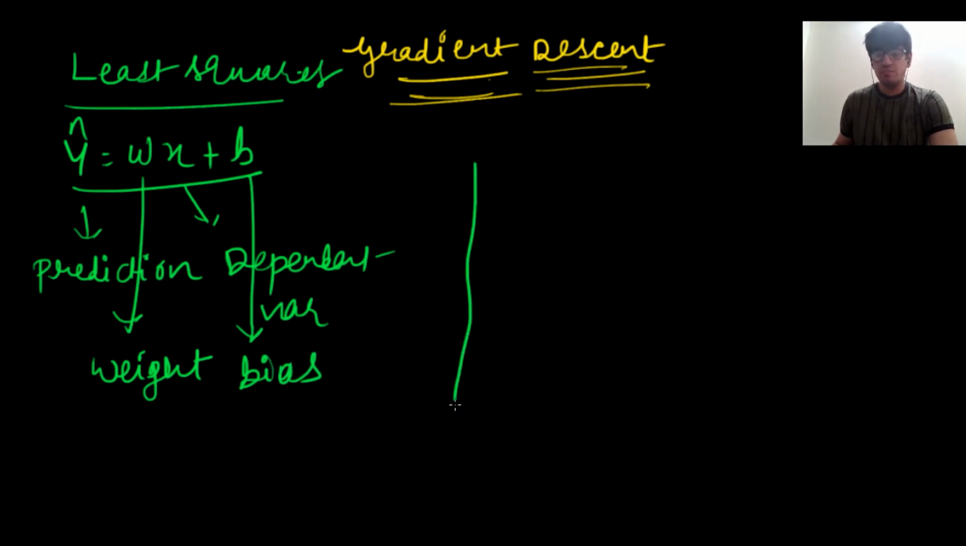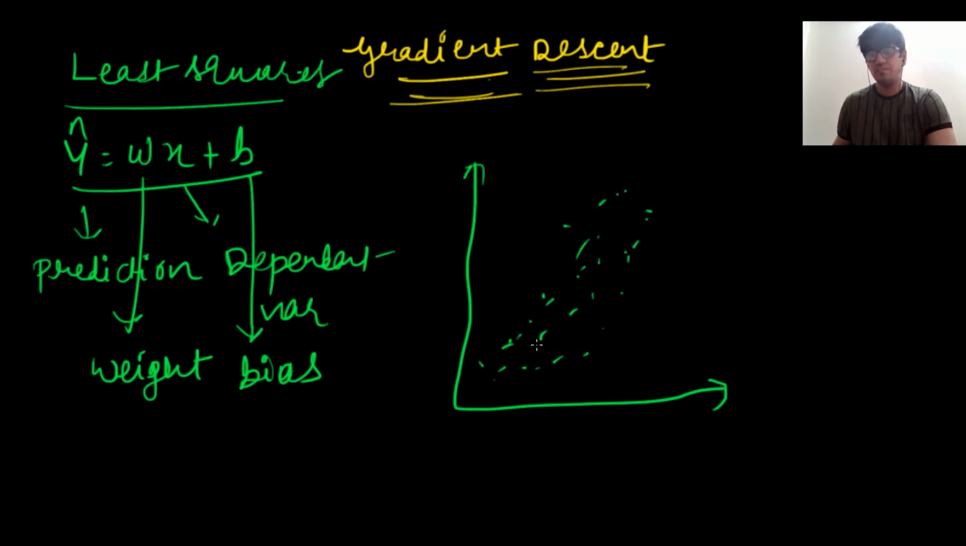Now, if we were to plot a line, they all would look something like this. So these are all the data points that I have, and now the line of best fit would look something like this. Now this line is nothing but the y hat, that is the prediction that we need to calculate. This little point over here, this intersection, is nothing but the bias.